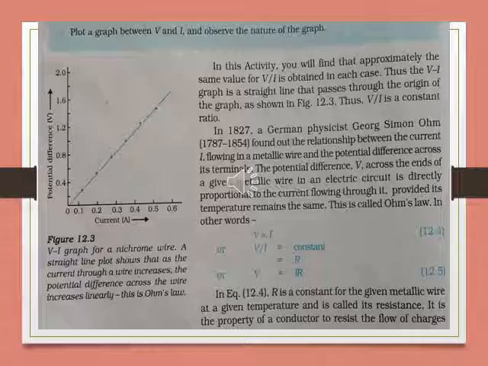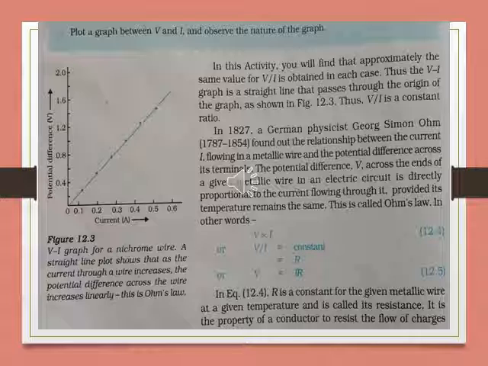Dear students, you are well versed with direct proportion because you are math students. So, when one quantity increases, with the increase in that quantity, the other quantity also increases. It is called direct proportion. Same here in the circuit, as soon as we increase the potential difference, the current automatically increases, provided its temperature remains the same. So, this is called Ohm's law.